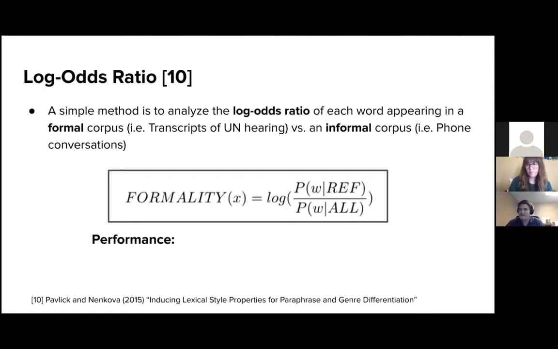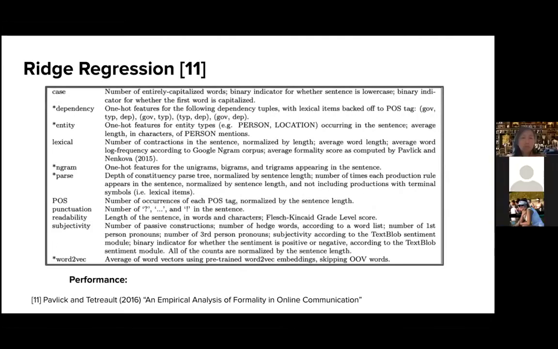The correlation that this gets with human annotators is okay for the words, and for the sentences, not so great. This is a solid baseline, but we can do a lot better. So, in 2016, Pavlick and Tetreault decided to decide once and for all what we use to classify formality. They threw a bunch of features into a big ridge regression classifier and tried to see which one of them would perform the best.